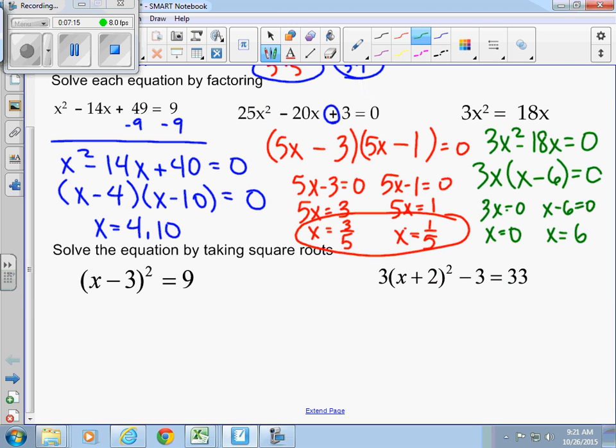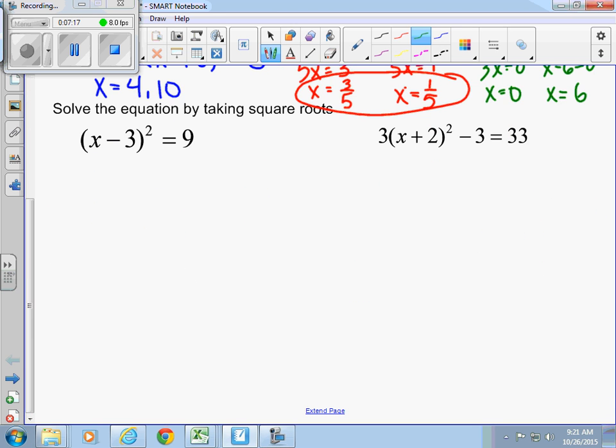Okay, solve by taking square roots. It's also been a while since we did this. Step 1. What would I do on this first problem? Square root both sides. Anytime you take a square root, what do you do? Plus or minus.